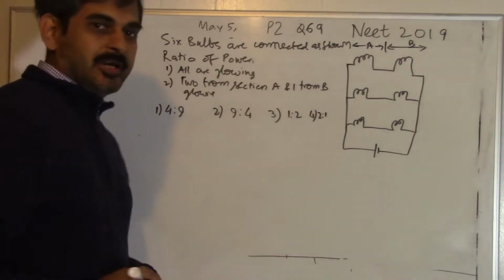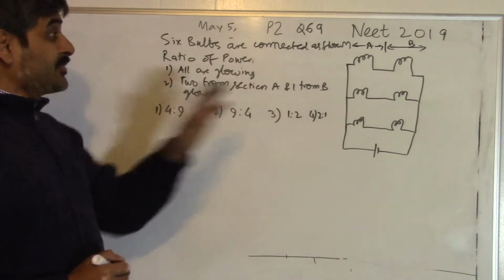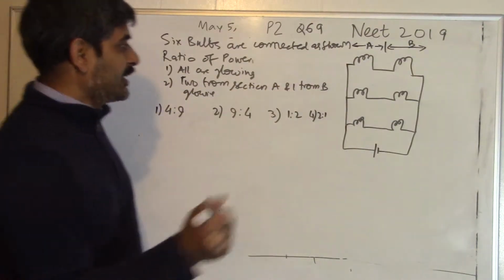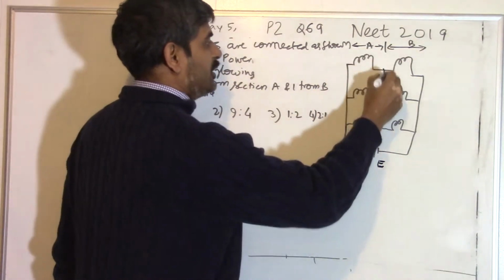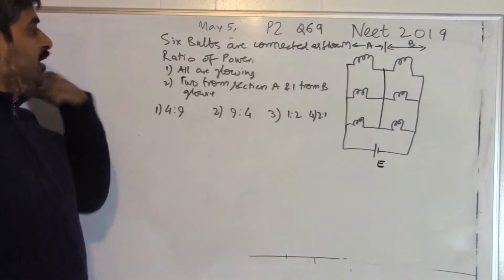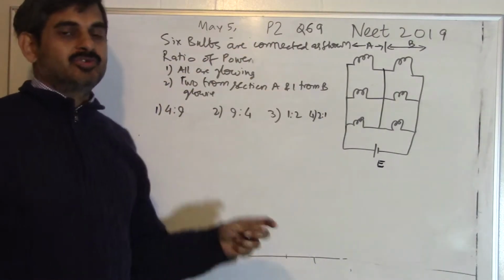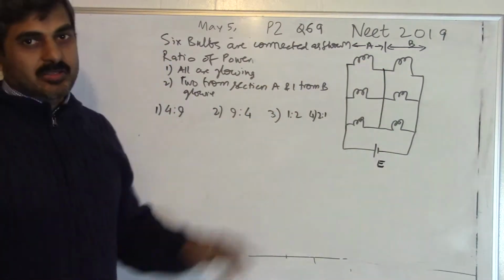So this one is the electric current problem in NEET 2019. We have 6 bulbs and they are connected in this fashion in 2 sections, A and B, and this is joined like all of them, and we need to find the ratio of the power which is drawn by all those bulbs when all are glowing. That is condition number 1.